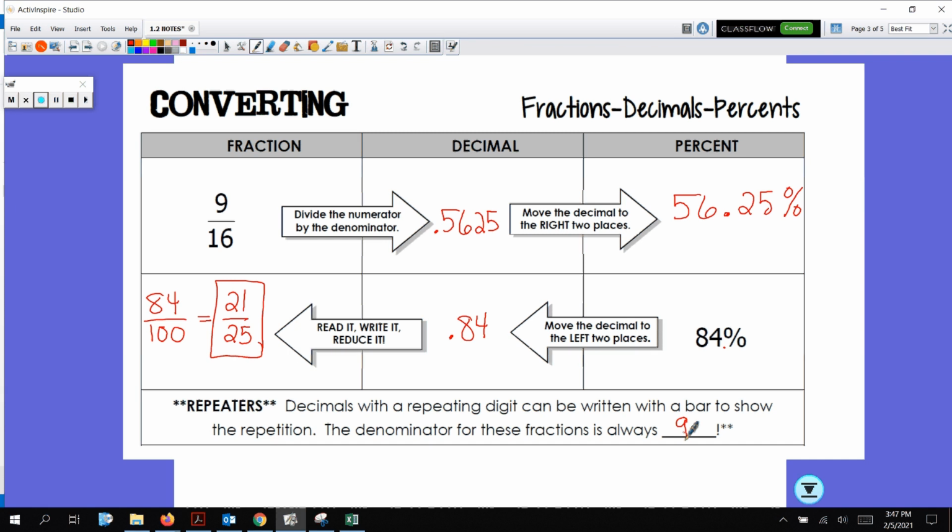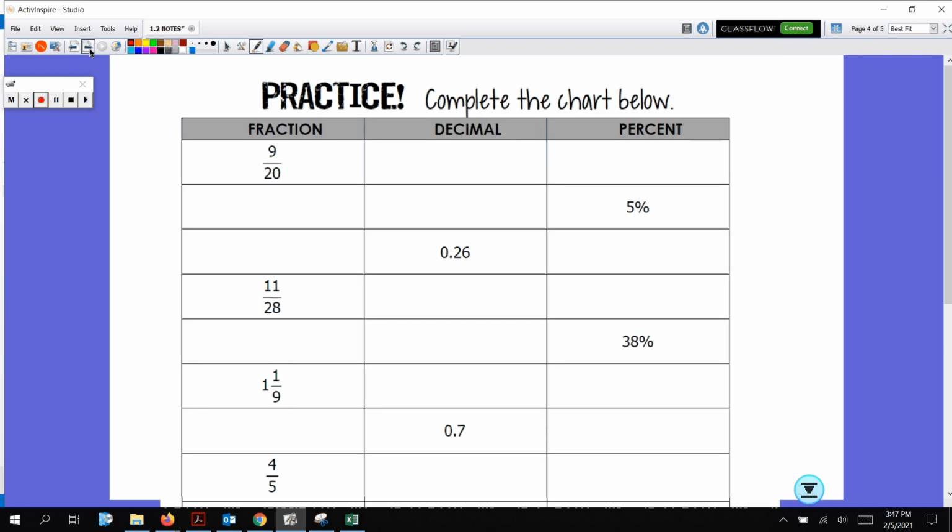All right, let's practice with the chart below. All right, so 9/20, right? Remember, we're going to divide top and bottom. You get 0.45. To turn it into percent, I simply move the decimal 2 places to the right. This is 45%.